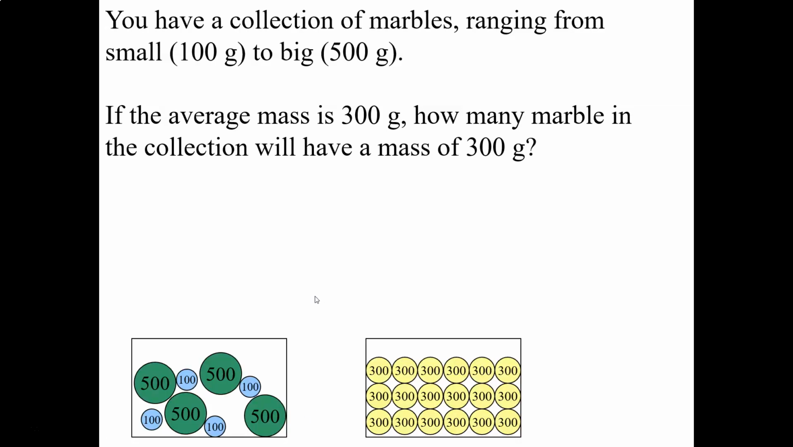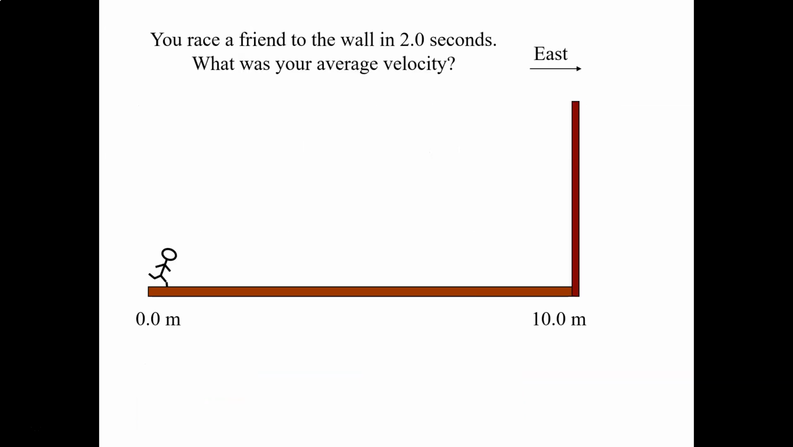Just because you know the average doesn't necessarily mean that you know what's inside of it. It could be an average of 100 and 500 gram marbles, or they could all be 300 gram marbles. We simply don't know. So the key point here is that when we talk about the average, it leaves out a lot of information, although it is still a useful tool.